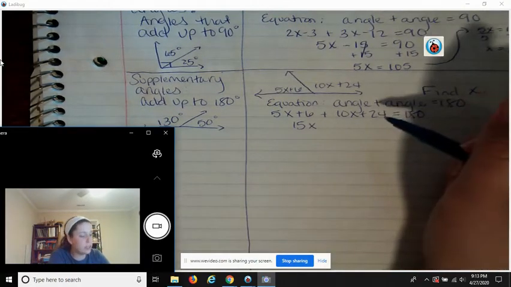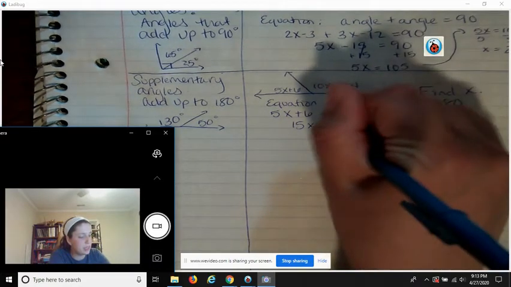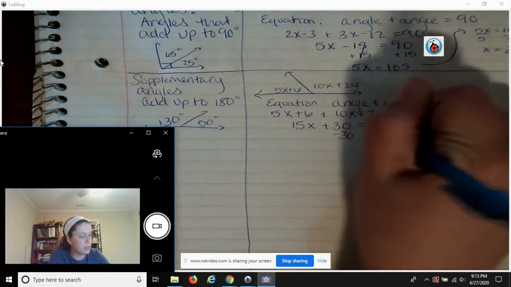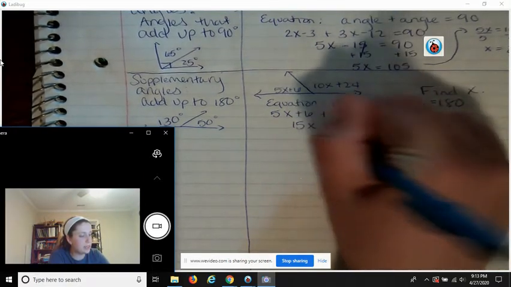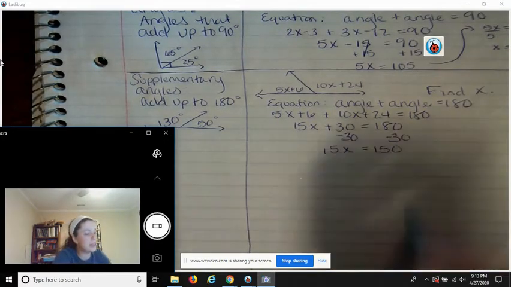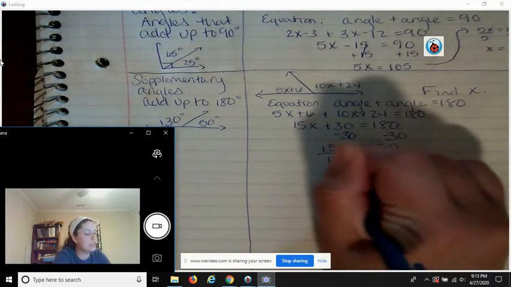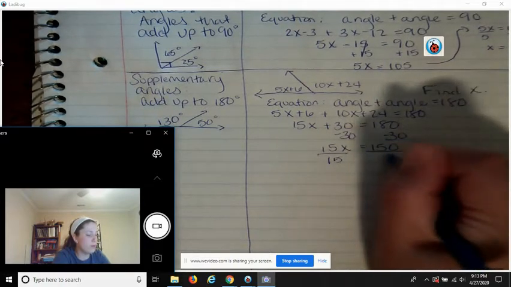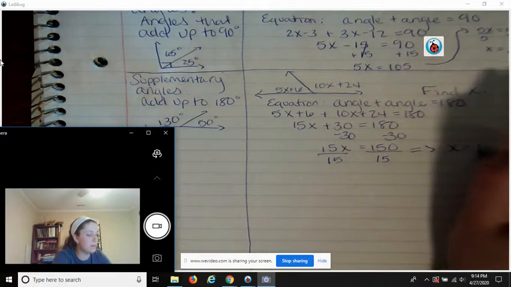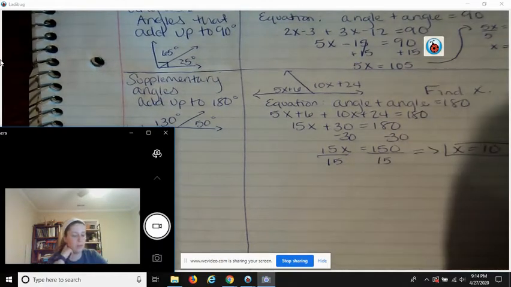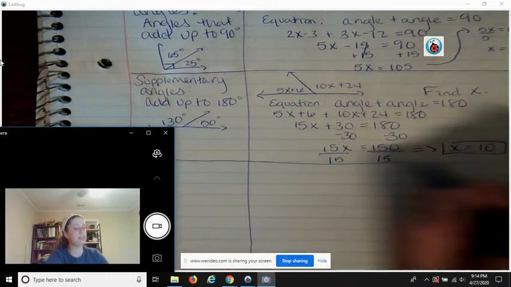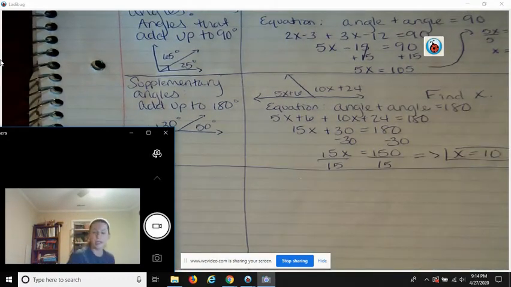5x and 10x gives me 15x. 6 and 24 should give me 30. Equals 180. Subtract 30 from both sides. So I get 15x equals 150. That's super nice because I can see that 15 is just a factor of 10 away from 150. So this gives me that x should be equal to 10. Okay. So that is our supplementary angle property.